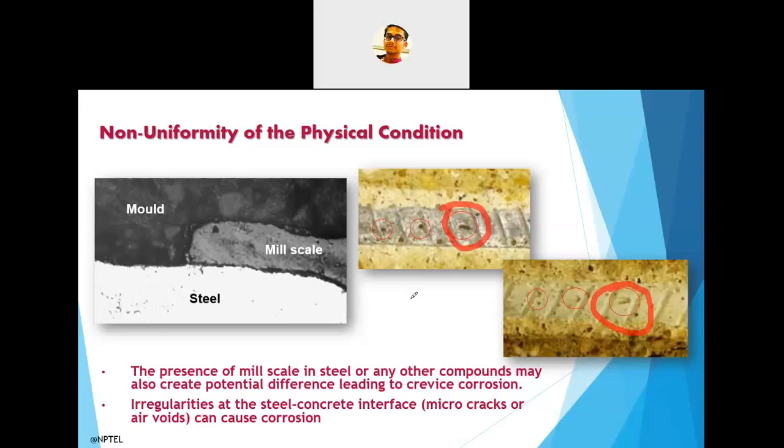So due to the formation of all these kinds of voids and due to the non-uniformity of the physical conditions, here also we have seen that there is a generation of corrosion cell in this particular region. So like this, a lot of things can initiate the corrosion, or they can initiate the corrosion cell to generate.